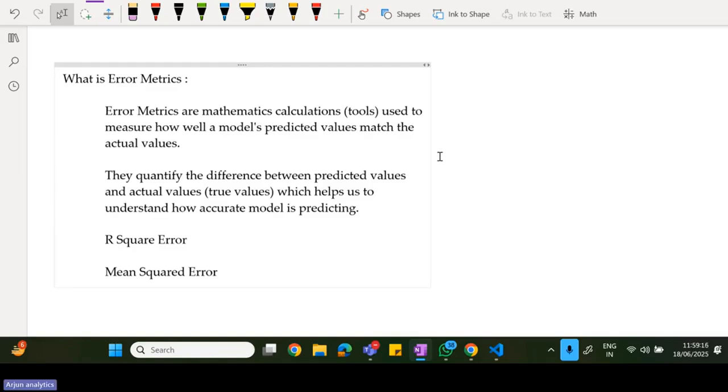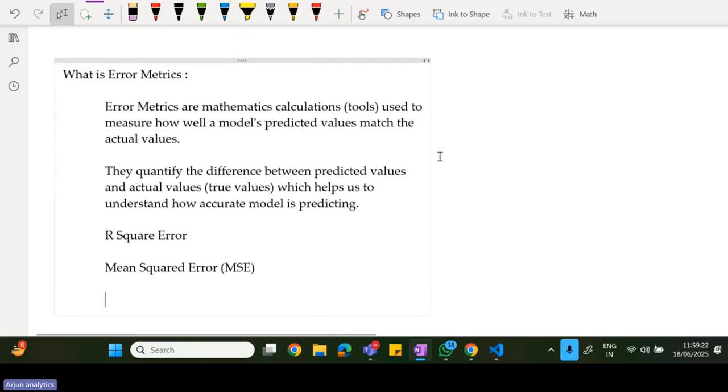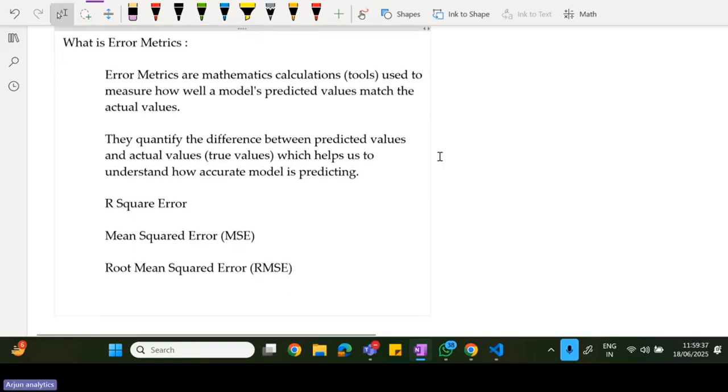Mean squared error, that we will indicate as MSE. Next one is root mean squared error, that is RMSE. Then there is something called mean absolute error, which is nothing but MAE, absolute error. Now we know the different formulas.